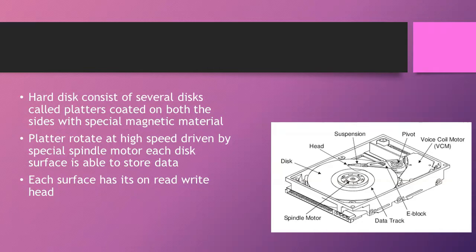Hard disk consists of several disks that are called platters. Platters are coated on both sides with a special magnetic material. Platters usually rotate at very high speed. It's driven by a special spindle motor. As you can see in this picture, a spindle motor, that is pointed out, rotates this platter so that it can move at very high speed.